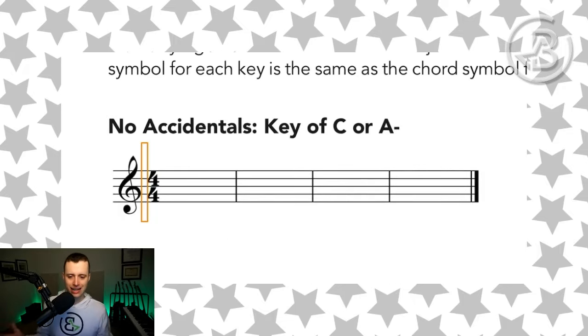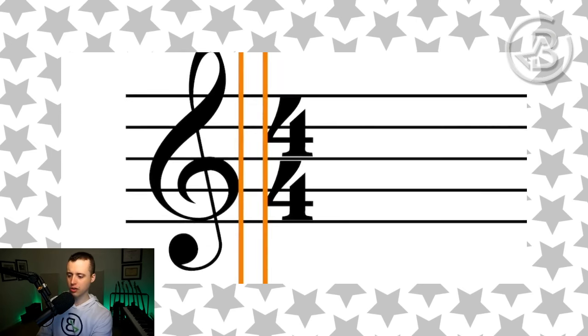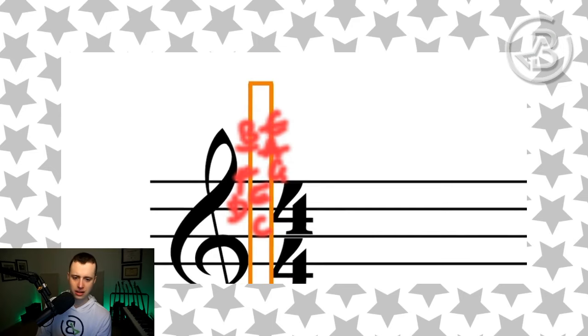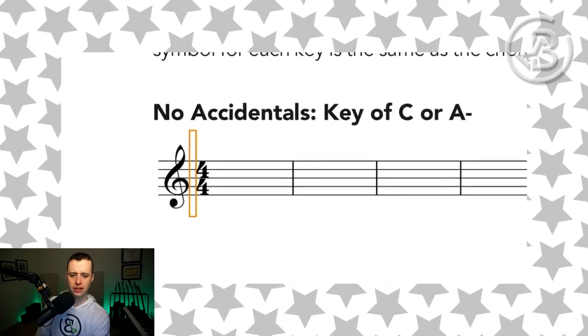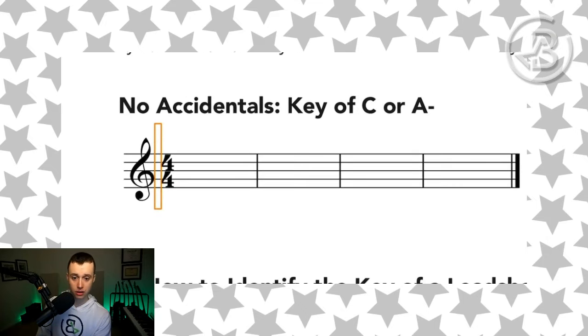If we have no accidentals in our key signature, you can see here there are none, the possible keys are either C major or A minor. That's that relative connection, because there are no sharps or flats. Sure enough, we have C, D, E, F, G, A, B, and then C two ledger lines up. There are no sharps or flats. This key signature is just telling us no sharps or flats. Whenever you see this key signature, the first thing you're going to say to yourself is, okay, the key is either C major or A minor.